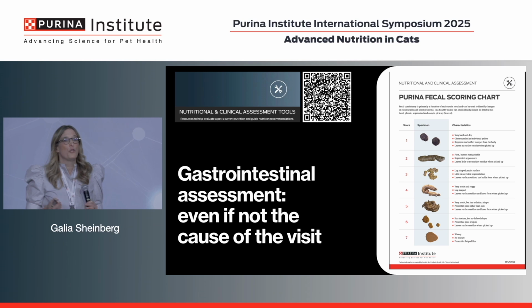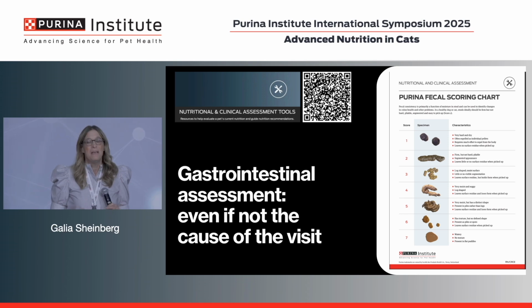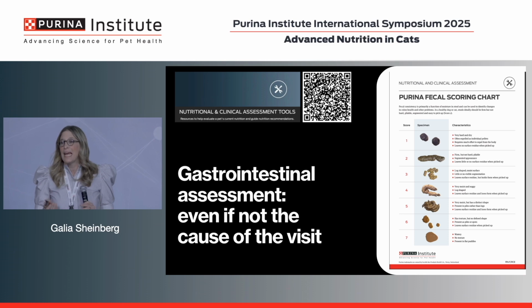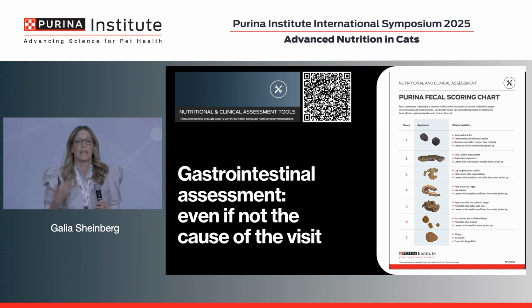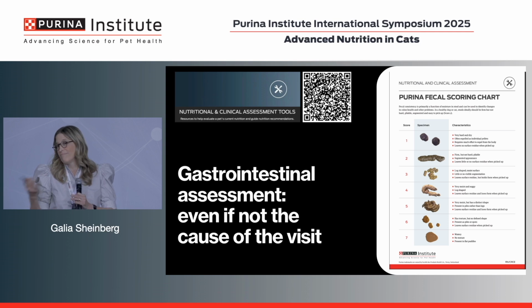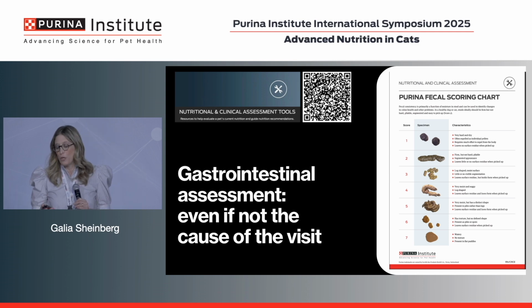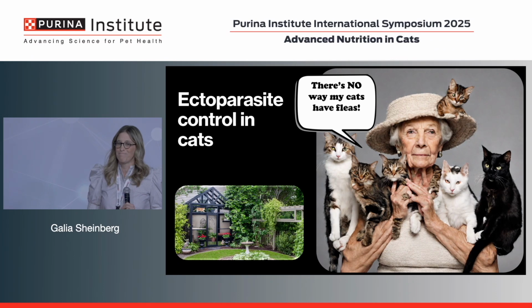If you are able to use a fecal scoring chart, this is very helpful. Some people are put off by them and they don't like them, but this is really useful to understand if we are having any fecal consistency problems. You can see the QR code because you can have access to that chart, or you can ask for a representative to give you a physical chart. You can print it and have it in your consultation room to use with your clients.